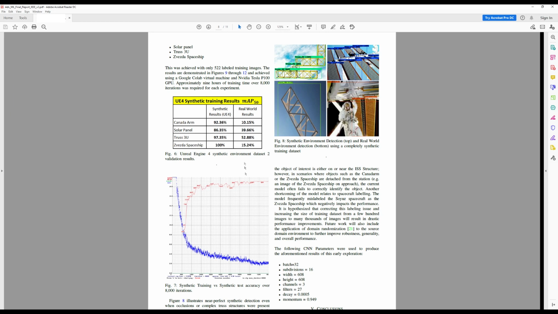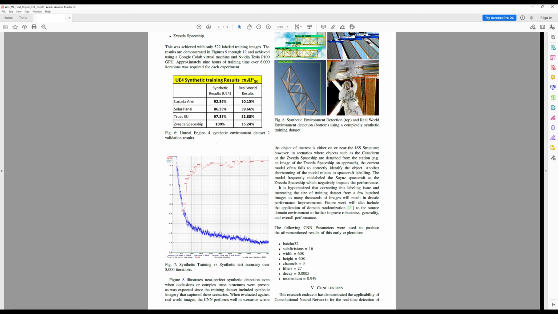training epochs. This graph down here, I did over 8,000 iterations. This red line is the mean average precision as we go over more and more iterations, and this blue line is the loss function going down. So those are the results.